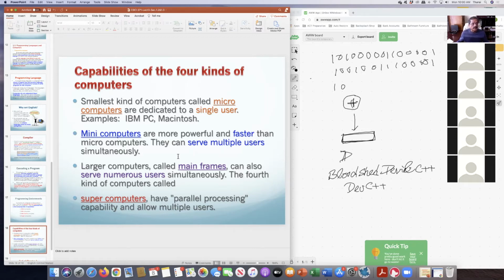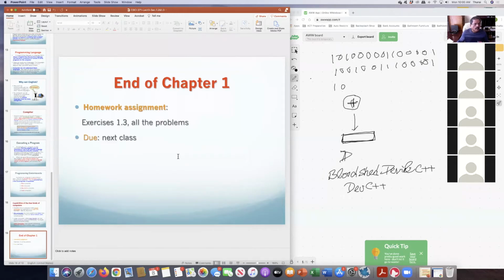So that's what the computer systems are, and the kind of programs we will be writing, we'll be running them in microcomputers, but they're all good for any other computer as well. The same program can run on a mini computer or mainframe. All right, so that finishes section 1.3, and all the problems in 1.3 will be part of the homework.